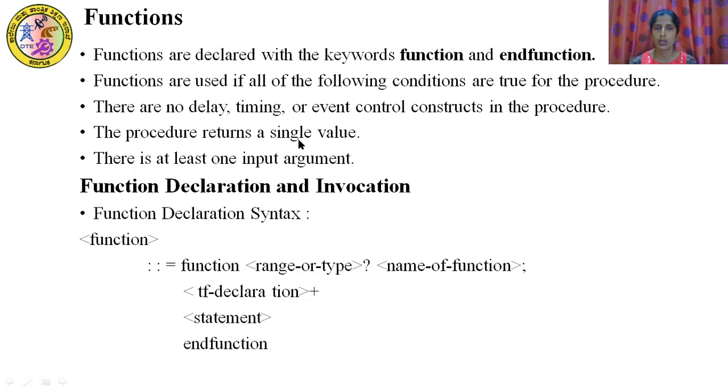So this is very important here. The procedure must return a single value. There is at least one input argument. So there cannot be zero input arguments, but at least there must be one input argument.